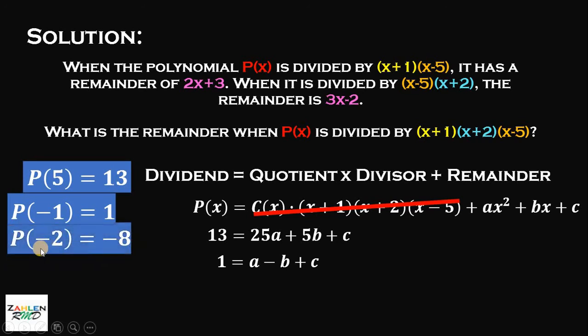Lastly, we need to use p of negative 2 equals negative 8. So we will do the same thing. This part becomes 0 because it has a factor of x plus 2. So we have p of negative 2 becomes negative 8. And if we let x equal to negative 2, this becomes 4a minus 2b plus c. Now at this point, we will focus on these three equations.